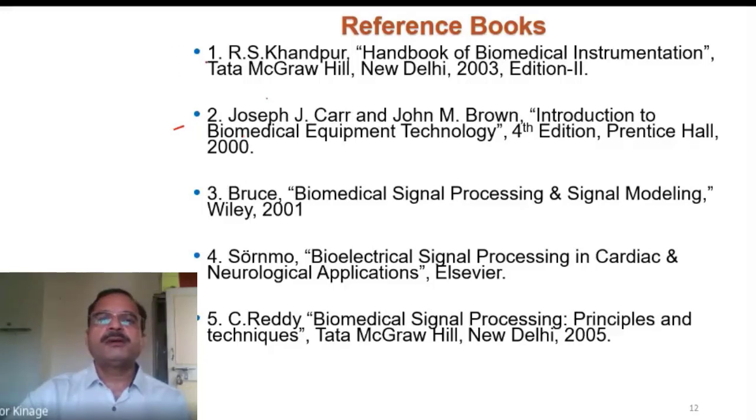The first book by Khandpur, for unit number 1, to begin the subject, you can start with this book. This is actually an instrumentation book, but our subject is mostly about signal processing, biomedical signal processing. But for unit number 1, you can refer to the first one. For other units, the other books will be useful. And from time to time, I will tell you the type of books to be referred for the actual topic when we cover those topics.